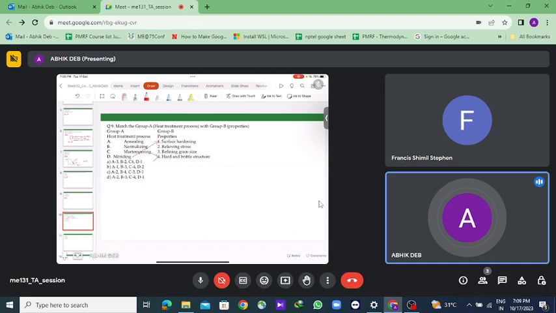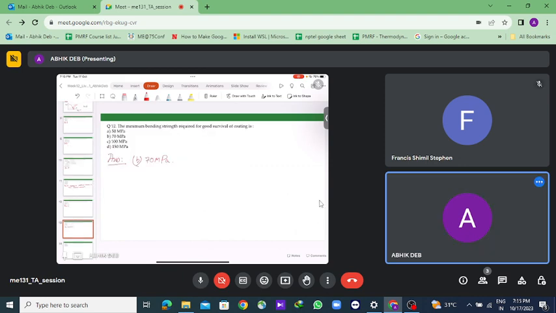Okay, sir. Yeah, so it is 70 MPa. Now, next question. The maximum hardness of low carbon steel can be achieved by which of these processes? See, the low carbon steel we are considering here.